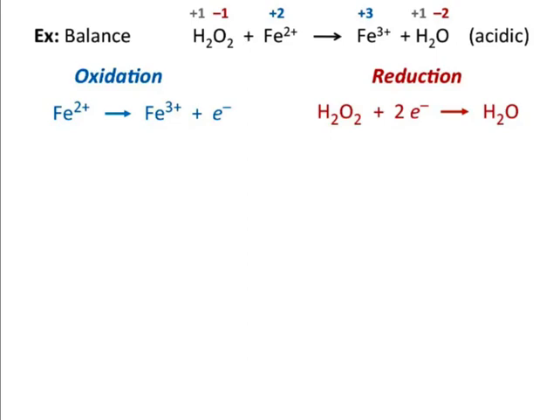All right, so now we can go on. The oxidation half reaction is already balanced, so we don't need to mess with that now. But the reduction half reaction, well, we don't have the same number of oxygens on both sides, so we need to fix that.